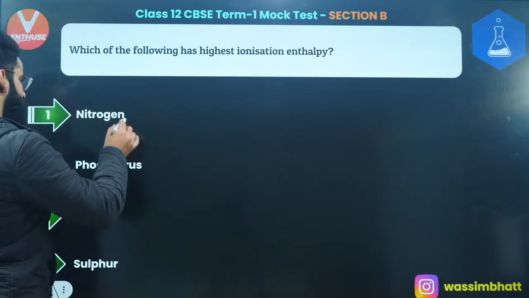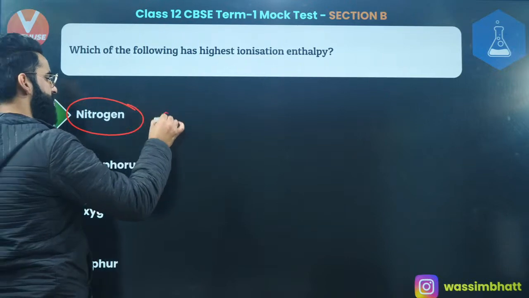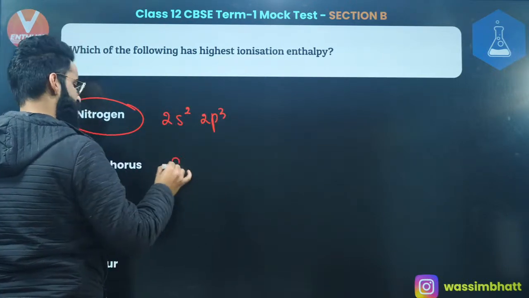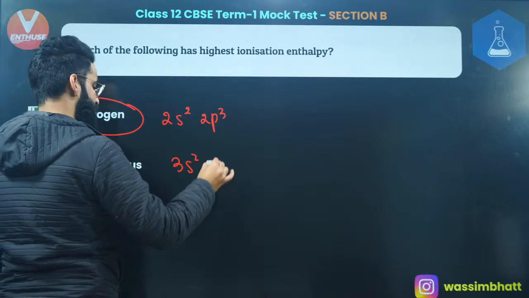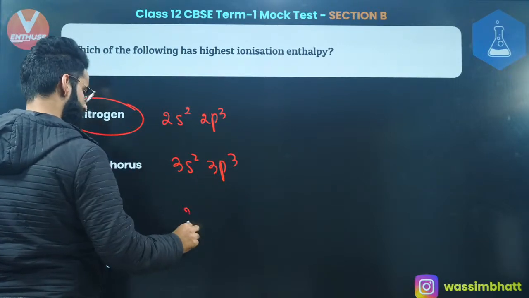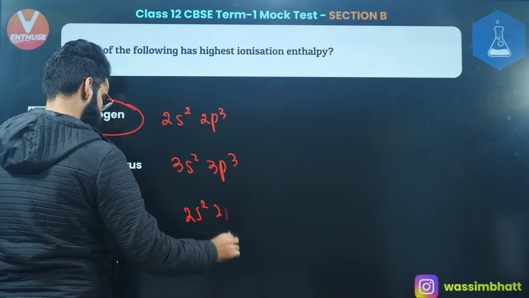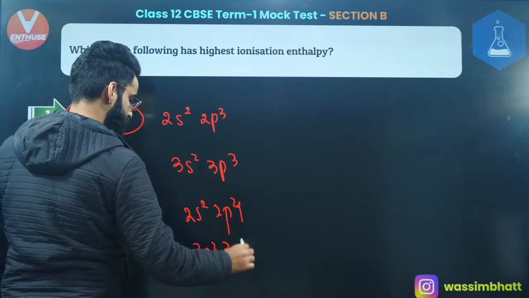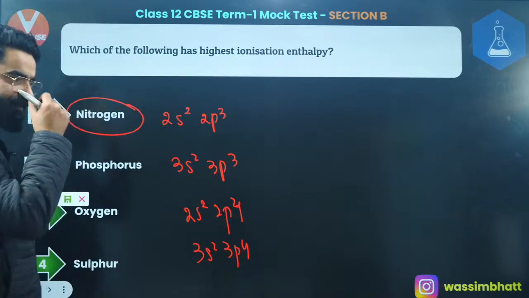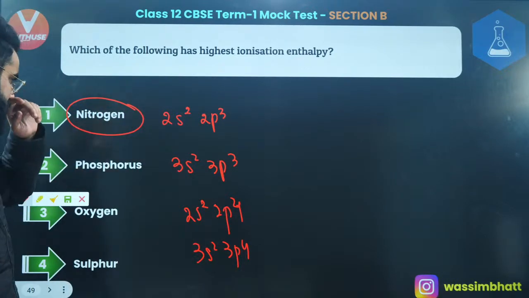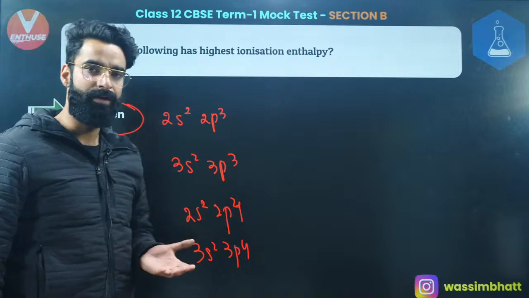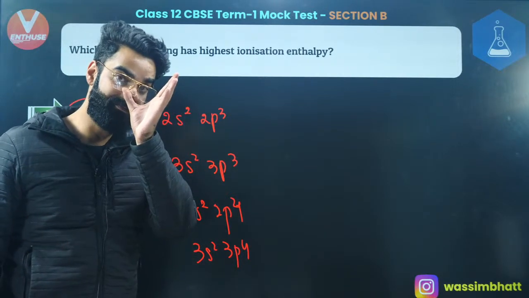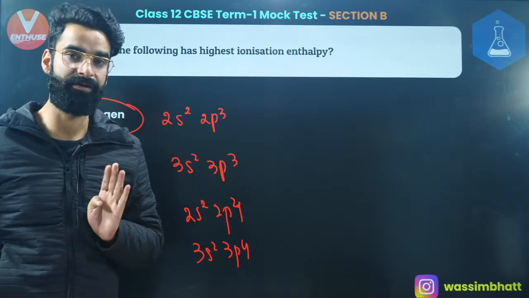First of all, if you talk about nitrogen, its outermost configuration is 2s2, 2p3, right? Phosphorus has got 3s2, 3p3. Oxygen has got 2s2, 2p4. Sulfur has got 3s2, 3p4, correct? These are the outermost configurations of these different elements. So first of all, fully filled configurations are maximum stable, followed by half filled, followed by partially filled, right?